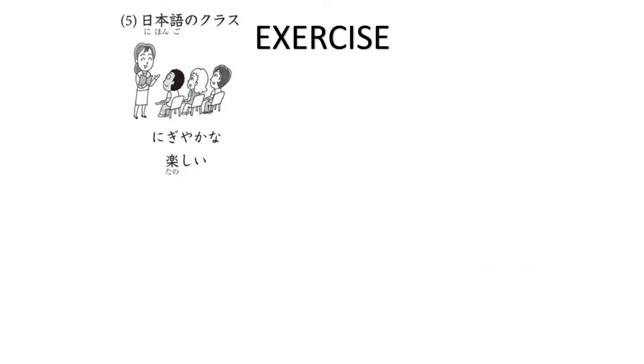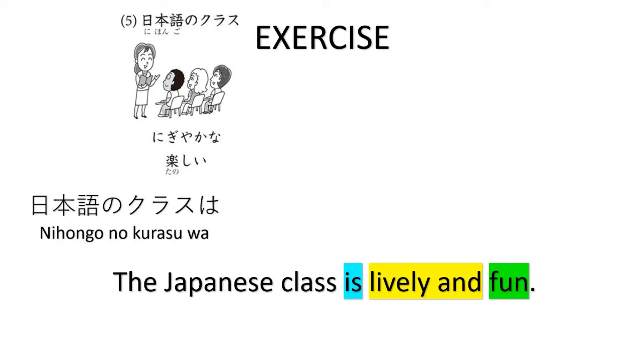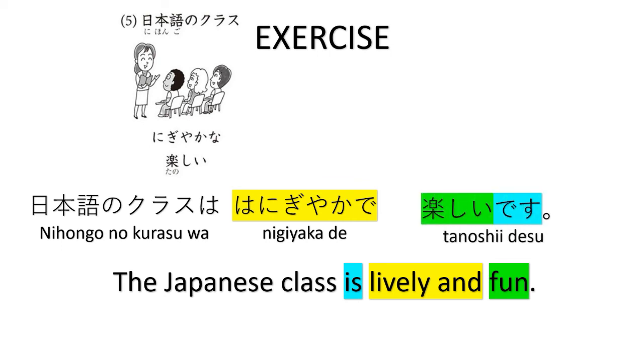Here we have the Japanese class, Nihongo no kurasu. The Japanese class is nigiyaka na and tanoshii. The Japanese class is lively and fun. To translate this in Japanese, Nihongo no kurasu wa nigiyaka de tanoshii desu. So here we drop the last na hiragana and replace it with de. It becomes lively and fun. Nigiyaka de tanoshii desu.